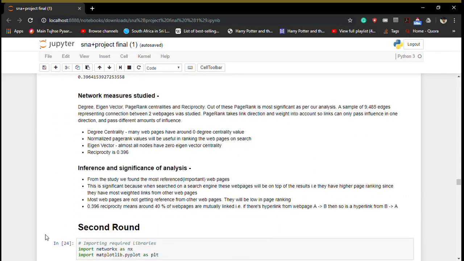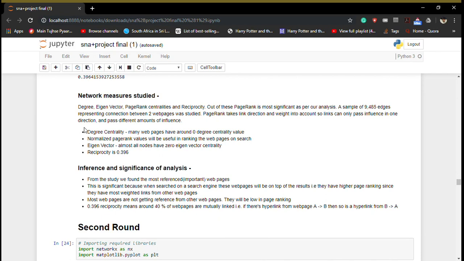From these network measures, we have studied degree centrality, eigenvector centrality, PageRank centrality, and reciprocity. And for graphs like ours, the directed graphs, PageRank is most significant. The reason is that PageRank takes link direction and weight into account, and also it passes different amounts of influence to different web pages.